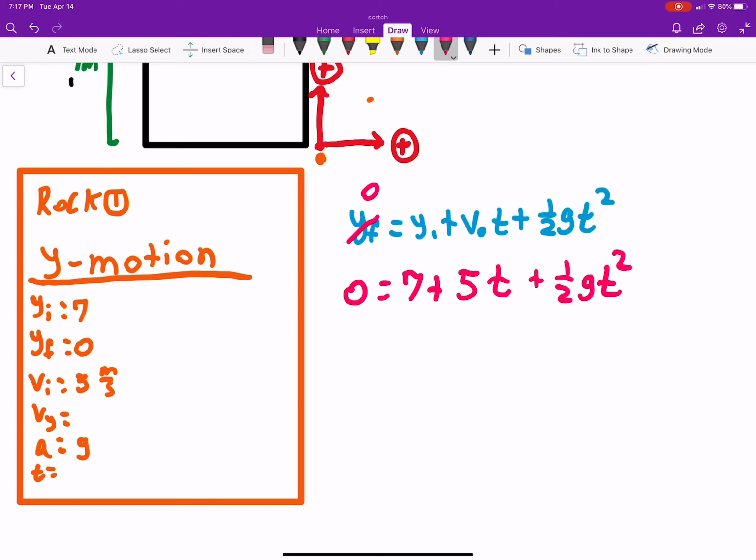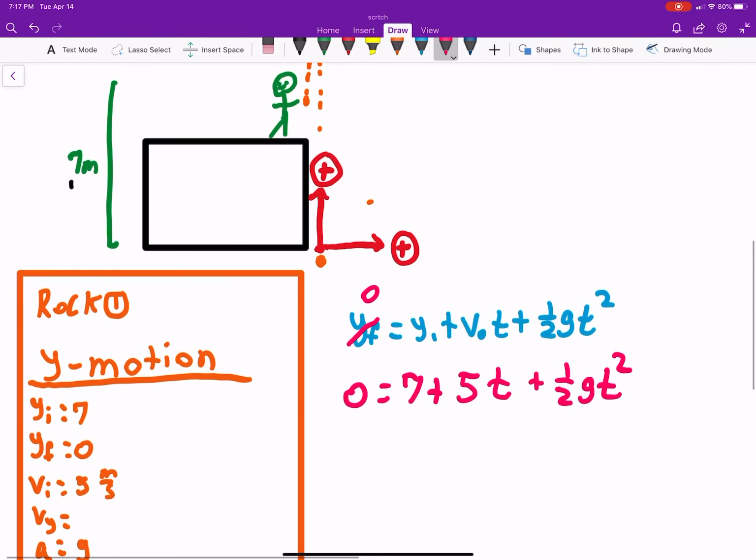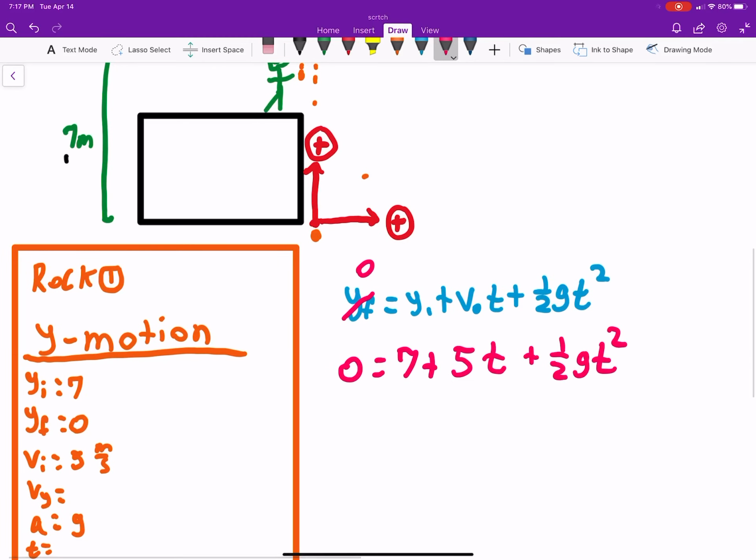Okay, well, one thing to keep in mind is this, I'm going to write it, maybe it'll look a little more familiar like this, 1/2 gt squared. I'm just rewriting this a little bit differently, so the powers go in descending order.